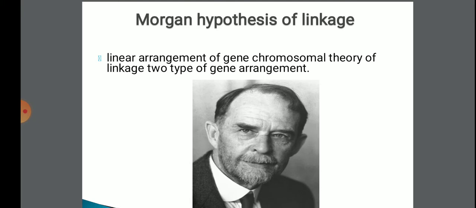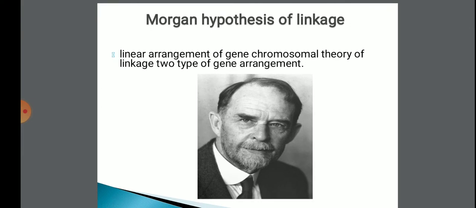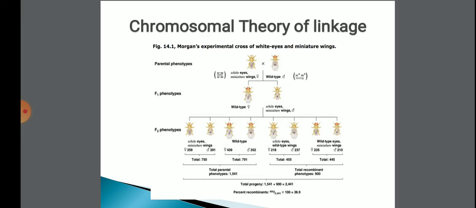Now, Morgan's hypothesis of linkage. This photograph is of T.H. Morgan. He did much work on Drosophila, and he suggested that linked genes remain together and are located on the same chromosome. That was a big thing, and he got the Nobel Prize for his work in 1933. He suggested the theory of linear arrangement of genes, that genes are linearly arranged on the chromosome.